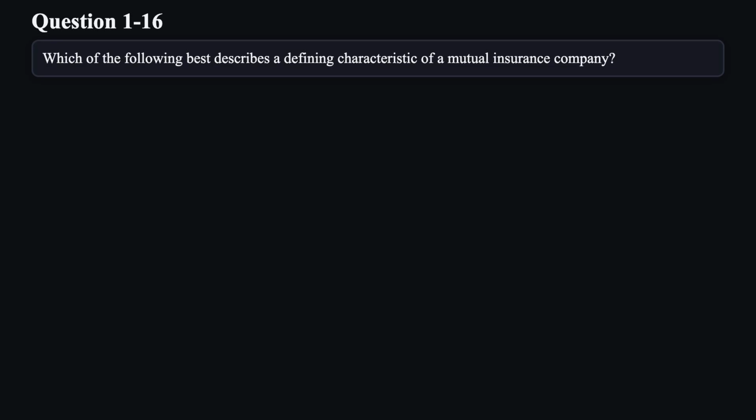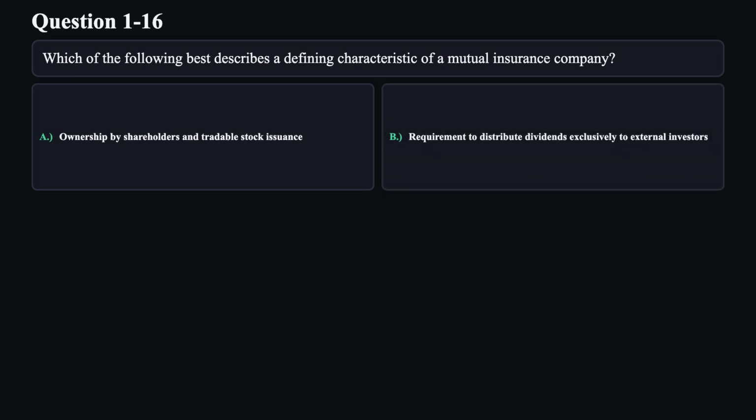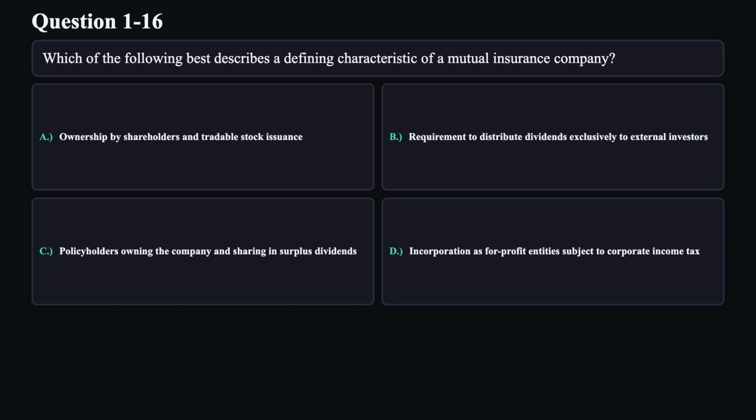Question 16. Which of the following best describes a defining characteristic of a mutual insurance company? A. Ownership by shareholders and tradable stock issuance. B. Requirement to distribute dividends exclusively to external investors. C. Policyholders owning the company and sharing in surplus dividends. D. Incorporation as for-profit entities subject to corporate income tax.